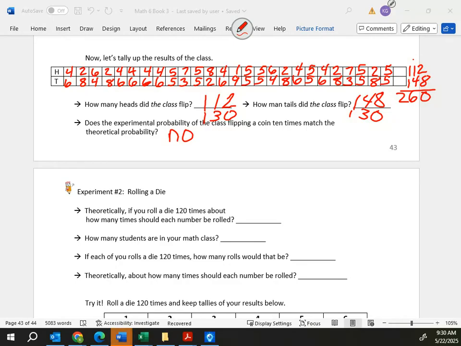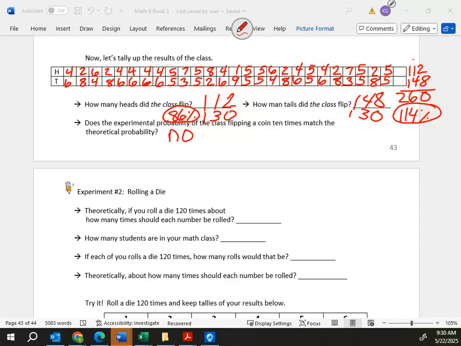But 112 divided by 130, that would be an 86% probability. And 148 divided by 130 would be 114% probability. So this was 14 below, and that was 14 over that 100% of 130 over 130.